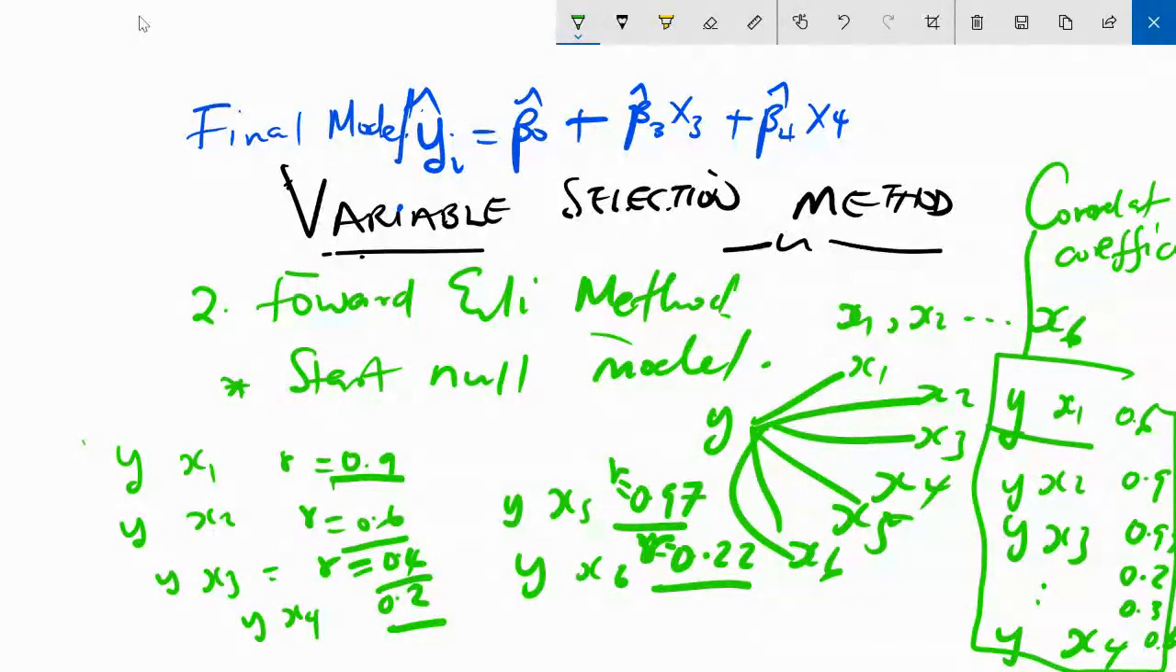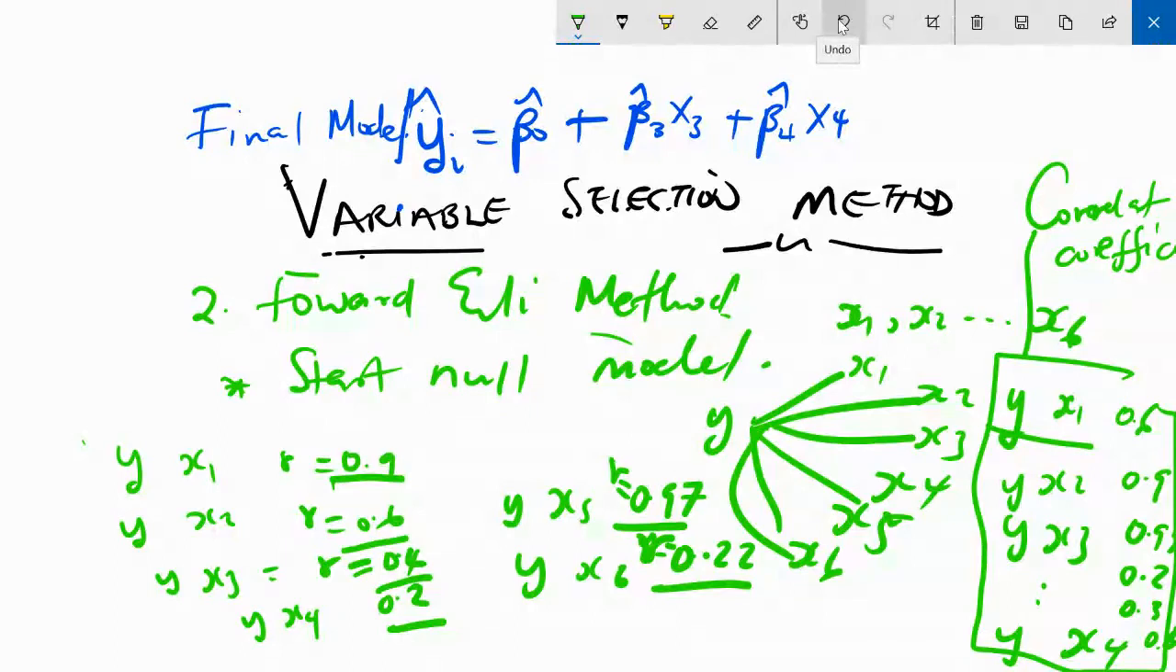The system won't tell you that, but you must know why x5 was entered first. Based on my R here, which one do you think will be entered first? Y x5, because Y x5 is 97%. That is the relationship, isn't it? There's a strong positive relationship between Y and x5. So x5 will be the one that is entered first.